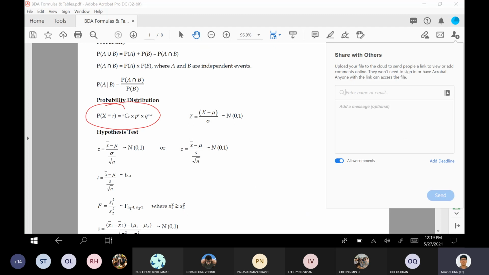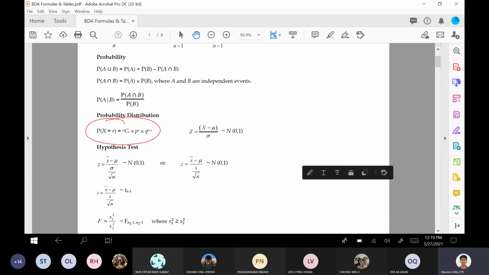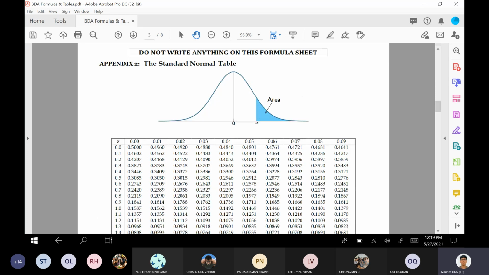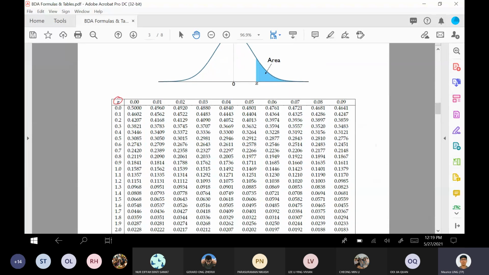Now let's look at a normal distribution, which is on your appendix 2. You realize that it only starts from 0 because the Z only starts from 0. How you read this table is this. The rows give you the integer plus the first decimal place. Then the columns give you the second decimal place.